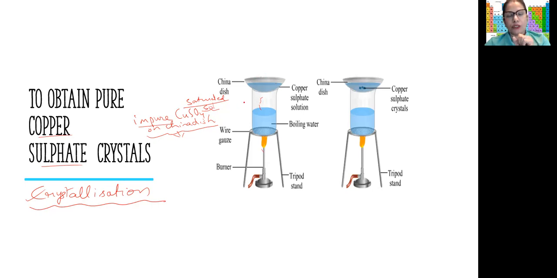Okay, so we are using this method where there are volatile impurities. The impurities evaporate, and then the pure copper sulfate crystals will remain. We have taken a solution, a little water is there. So with the water, the impurities will evaporate, and the pure copper sulfate crystals will remain on the china dish. Once they cool down, we can get the pure solid copper sulfate crystals. Okay, so this process is known as crystallization.